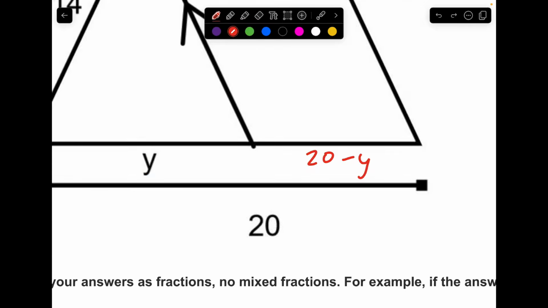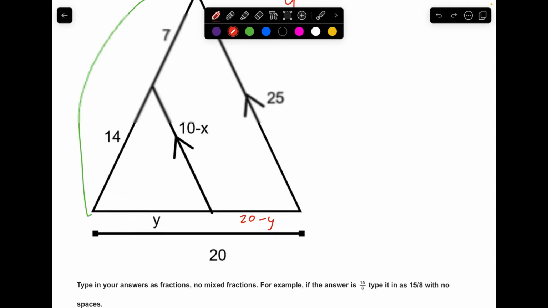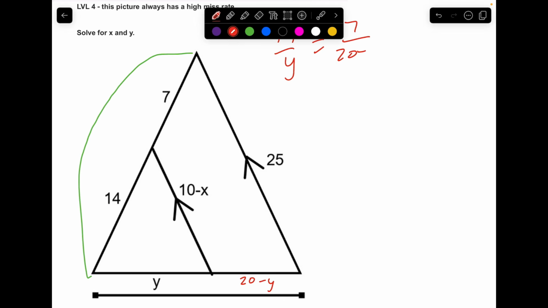Do not put y minus 20. Y minus 20, that's a small number minus a big number. No, no, no. It has to be big minus small. So this is the most common way you're going to see students do it, but I would challenge you to recognize this.